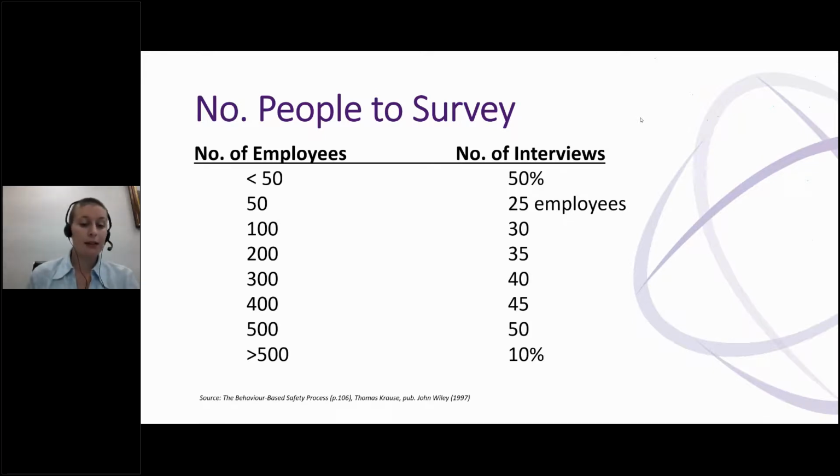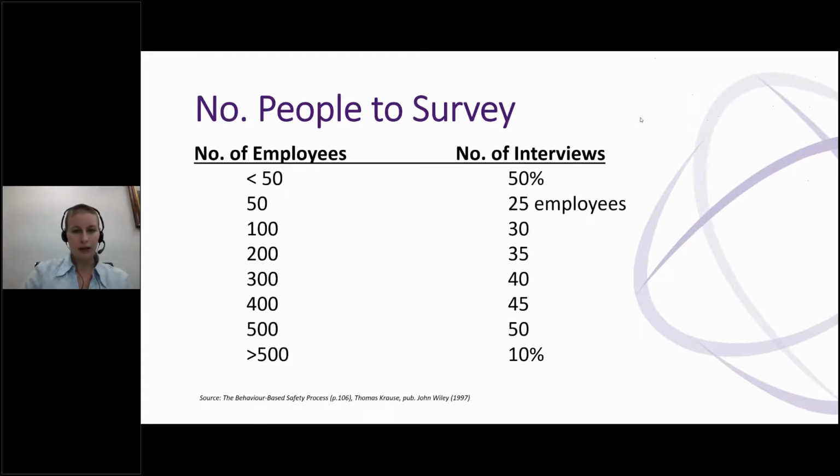If you have greater than 500, you only need to interview 10%. But you can still see that's a lot of people to interview. Of course, you want to interview as many as possible. There's a really good table that came from a book on behavior-based safety written in the 90s, but from a statistics point of view, it's still very relevant. This is what we use when assessing whether we have enough data in a survey.